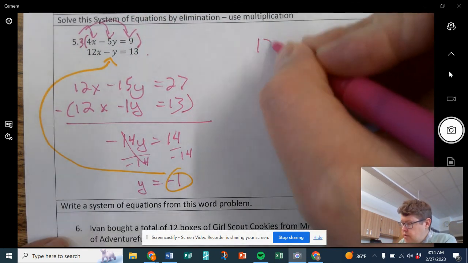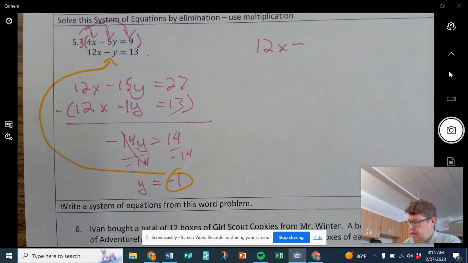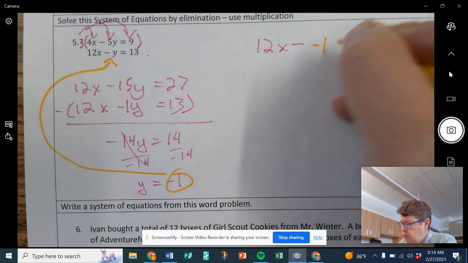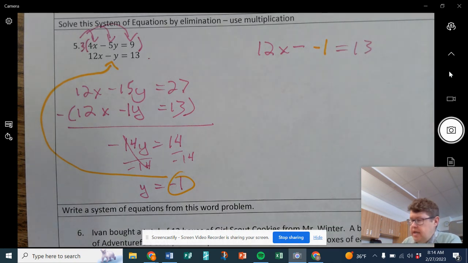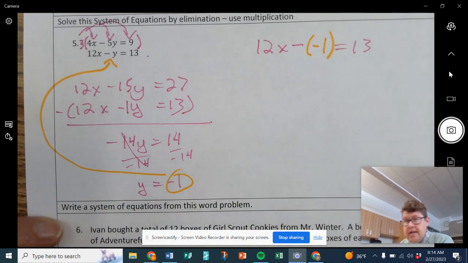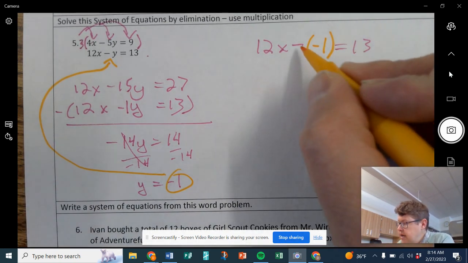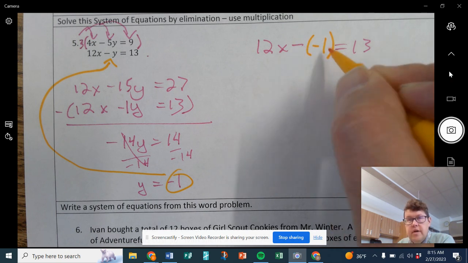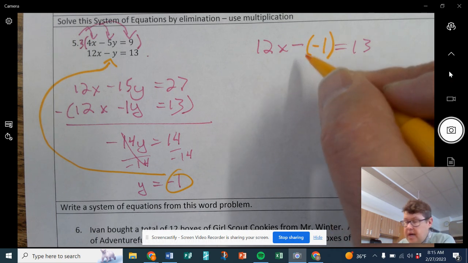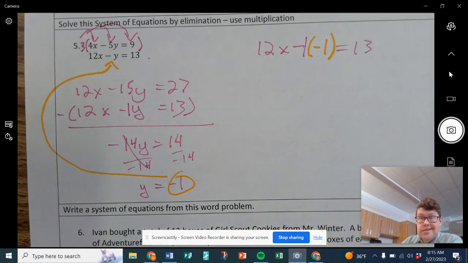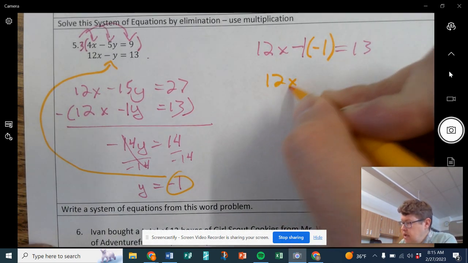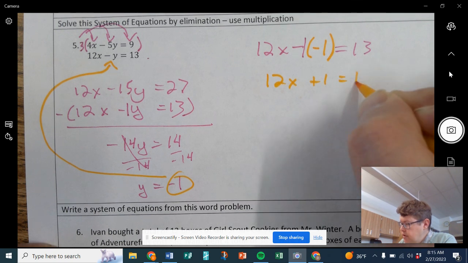So now I'm at 12x minus a negative 1 equals 13. Make sure you carry all those negatives through. It's probably more appropriate to put that in parentheses when you plug it in. So now I've got these two negatives. When you multiply these two negatives together, it becomes a positive. Technically, it's negative 1 times negative 1, which is positive 1. So 12x plus 1 equals 13.